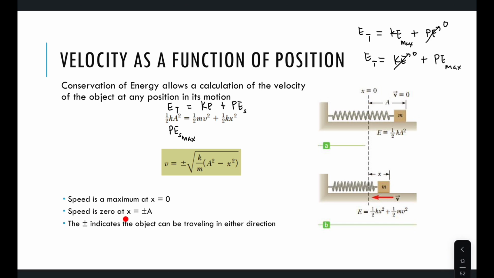Okay, the speed is 0 at x equivalent to positive A or negative A, because when you substitute positive A or negative A here, the product of this will be 0. So the square root of 0 is nothing, it's 0. Therefore, we know that V will be 0 at x equivalent to positive A or negative A. The positive and negative indicate the object can travel in either direction. The value is the same, but the direction is represented by positive or negative.